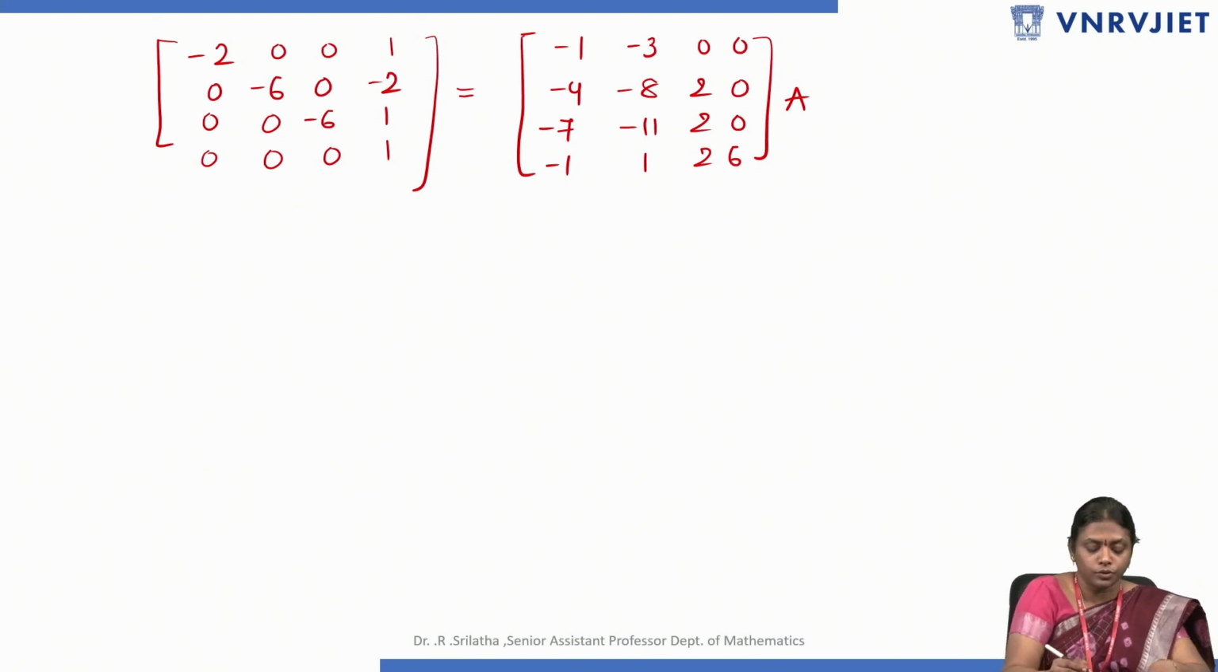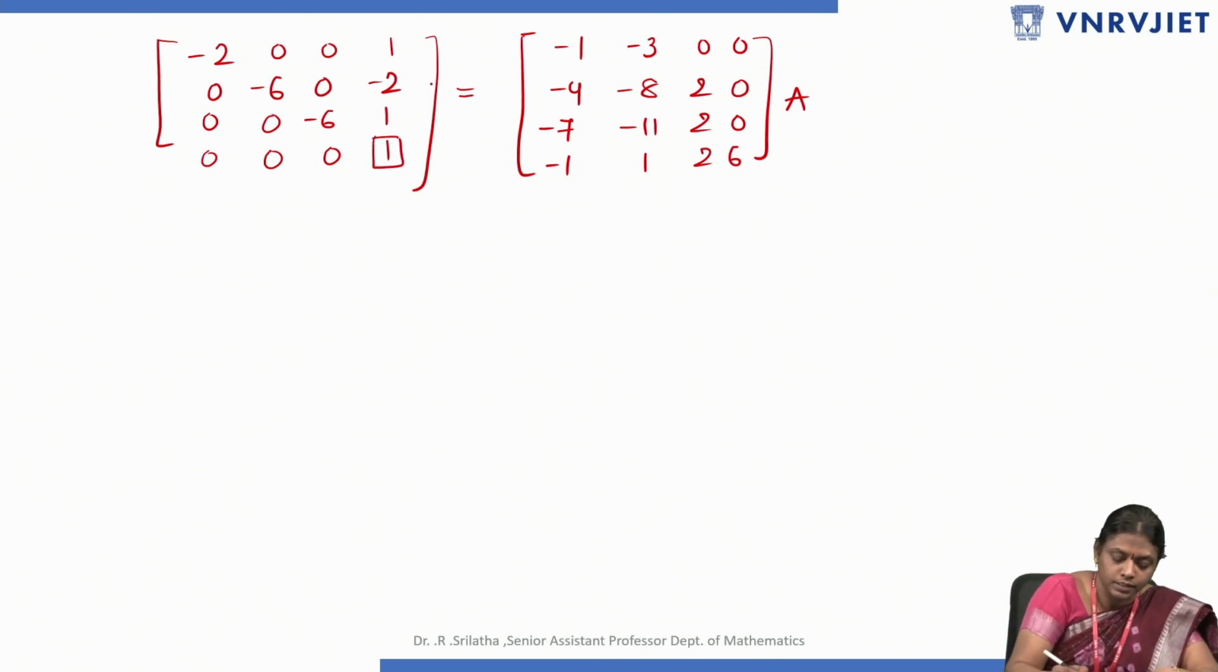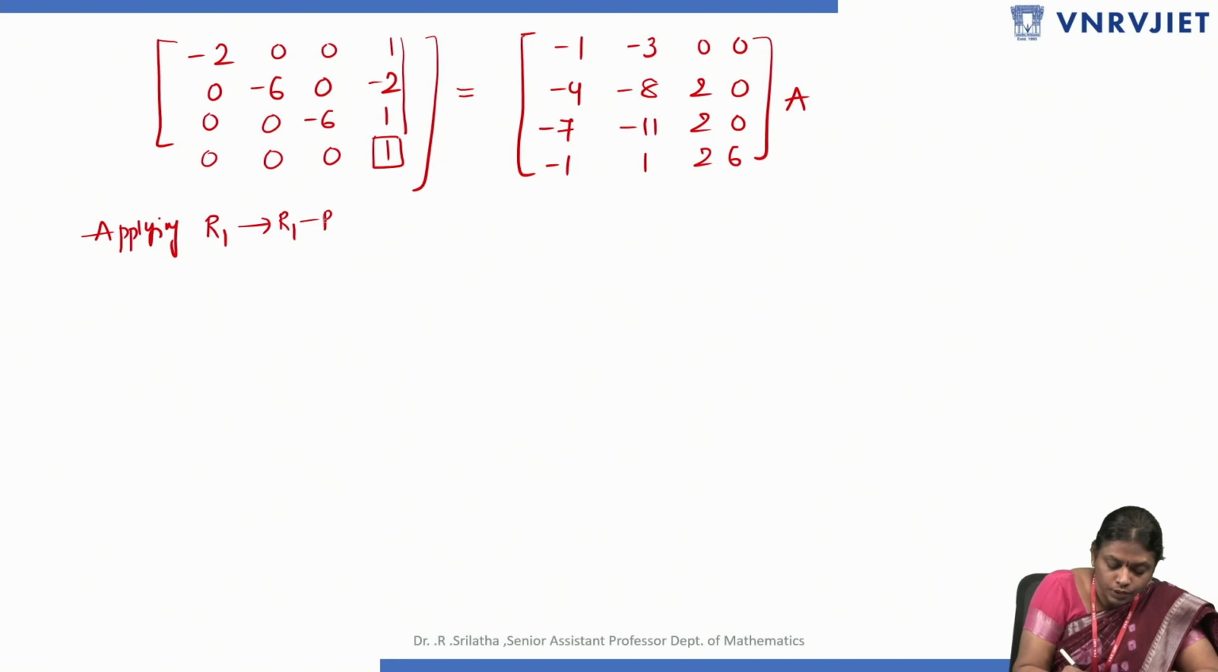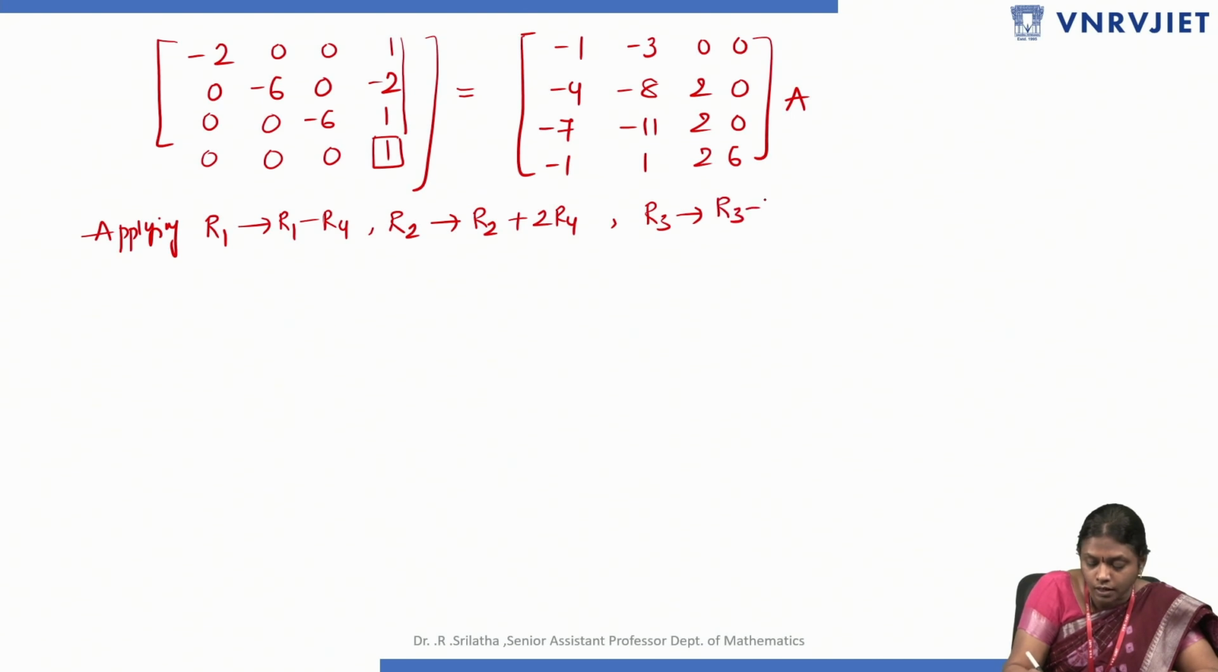Now moving on to the fourth step, with the help of this element, I need to make all the elements above equal to zeros. Now what are the operations I need to implement here? Now applying R1 tends to R1 minus R4, that is 1 minus 1, which is equal to 0. Now R2 tends to R2, that is -2, plus 2R4, -2 plus 2 becomes 0. And R3 tends to R3 minus R4, 1 minus 1, which is equal to 0.